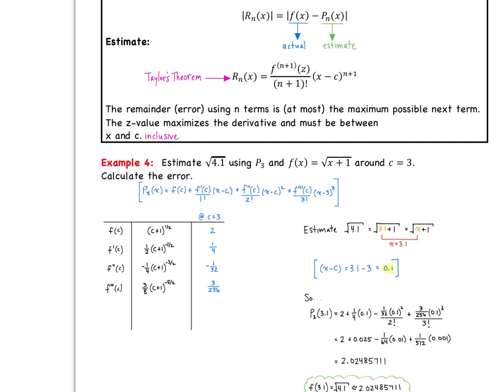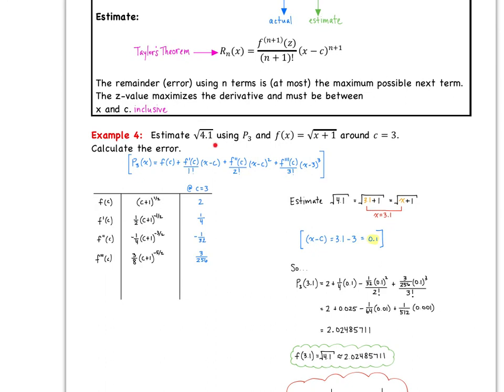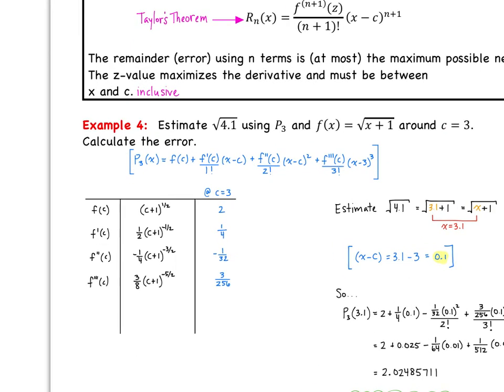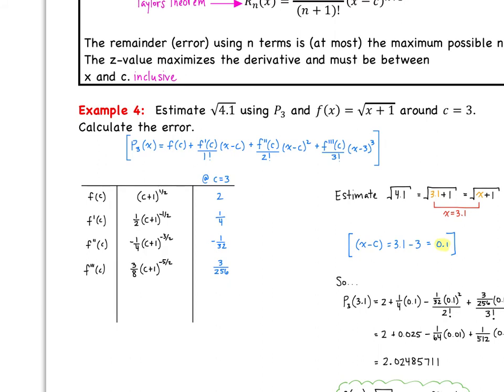So if we want to estimate the square root of 4.1 using a third degree polynomial, where f of x equals the square root of x plus 1, around c equals 3, just as a reference, P3, the third degree Taylor polynomial, is going to be this right here. This helps us visualize what we need. We'll need to get up to the third derivative to get the coefficient of that cubic term.